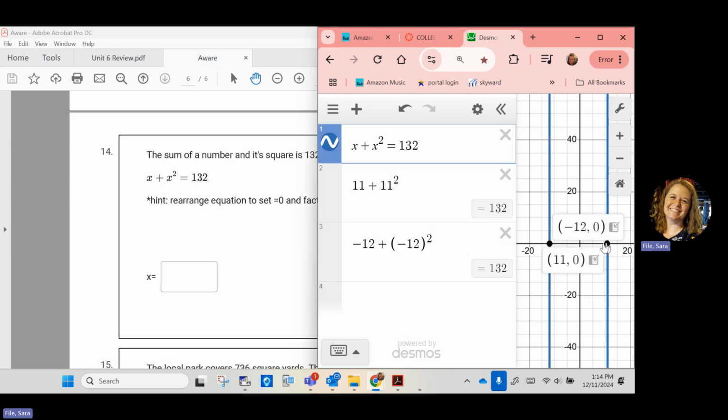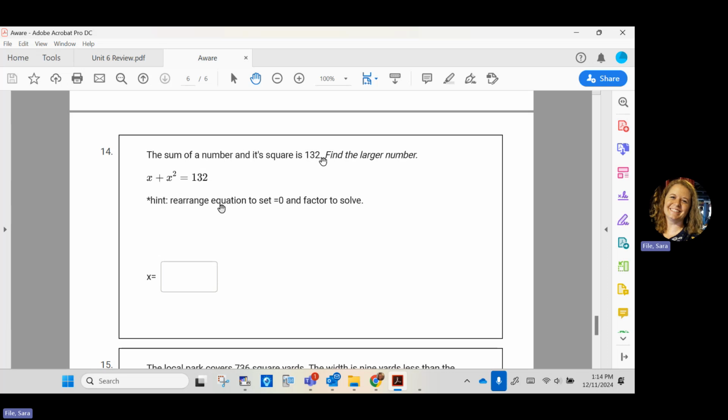It's negative 12 and 11, but they're only asking you for the larger number. So which one would be larger, negative 12 or 11? Which one is a bigger number? A negative or a positive? A positive. So 11 is bigger than negative 12. So your answer here should just be 11.